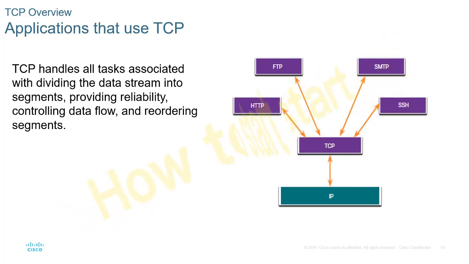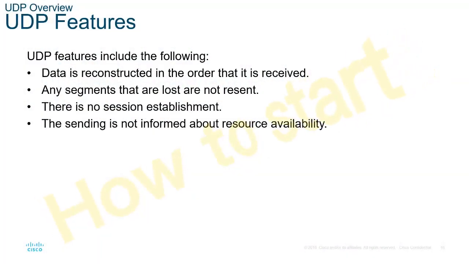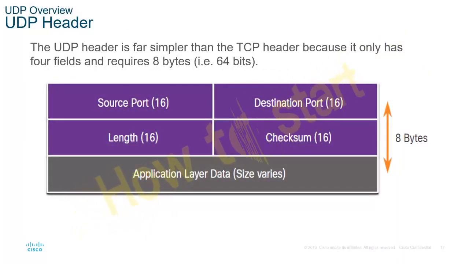Alright, so let's go and look at UDP. UDP data is reconstructed in the order that it's received. There is no resending of segments that are lost. There is no session establishment. There is no sending of information about resource availability. It sends data and it's best effort. That's it. You'll notice that the UDP header is way simpler. Source port, destination port, length, checksum, that's it. Everything else is done at the lower levels.